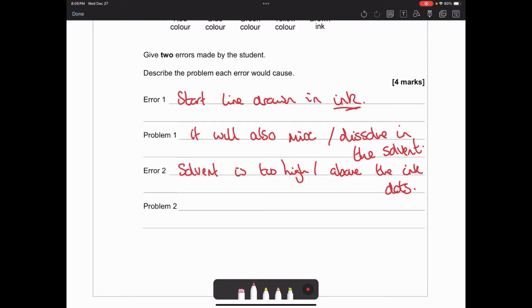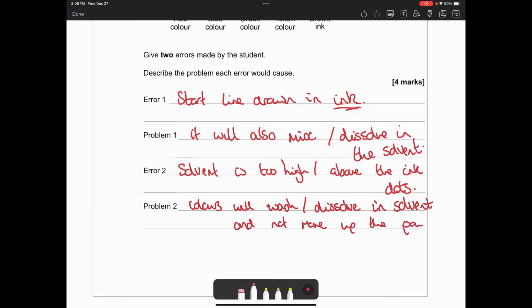Problem number 2, if your solvent is too high, what could effectively happen is the colours will wash off or dissolve in the solvent. They would all stay in the water and not move up the paper. Okay, it's always, in pretty much every past paper question, if it talks about errors, odds are it is those 2.